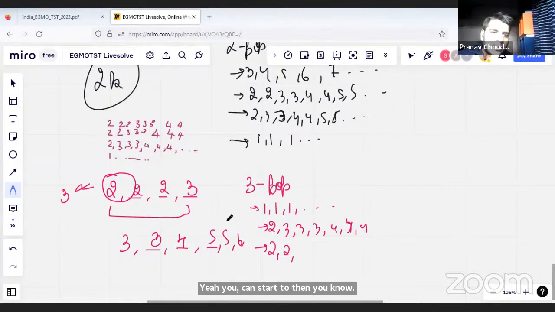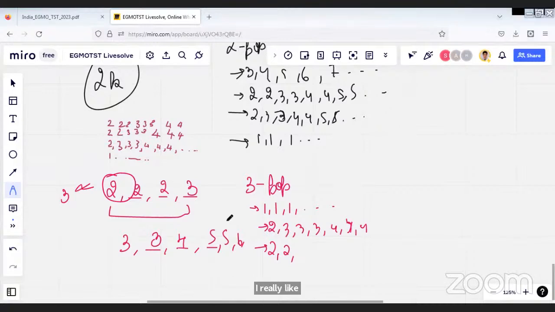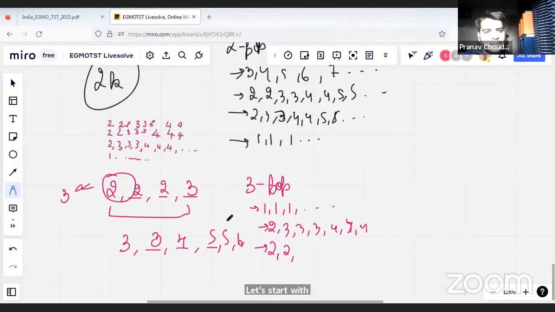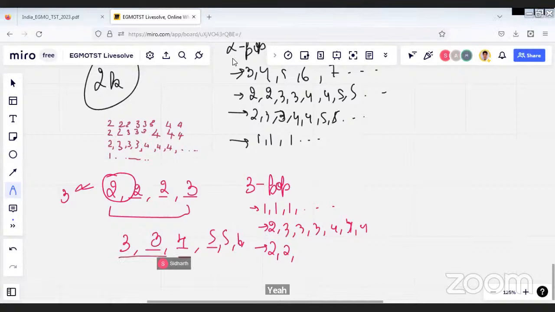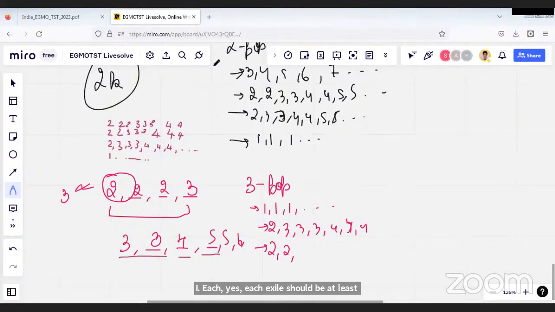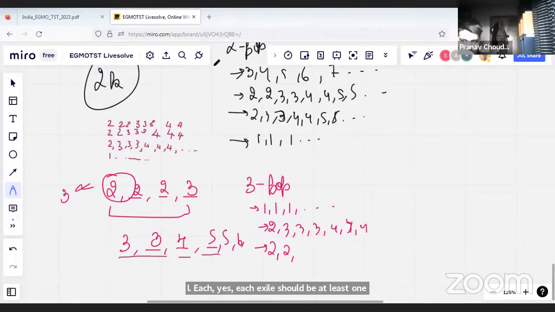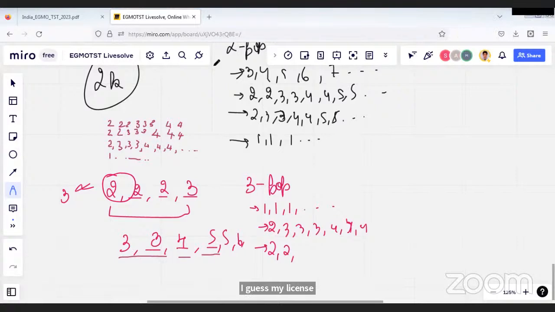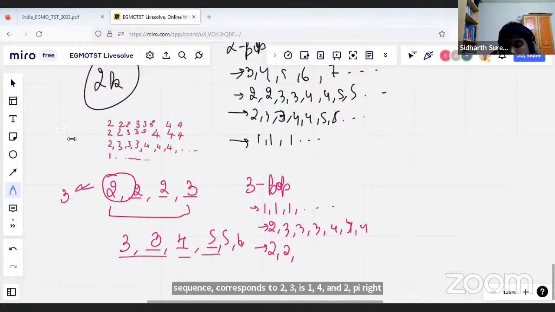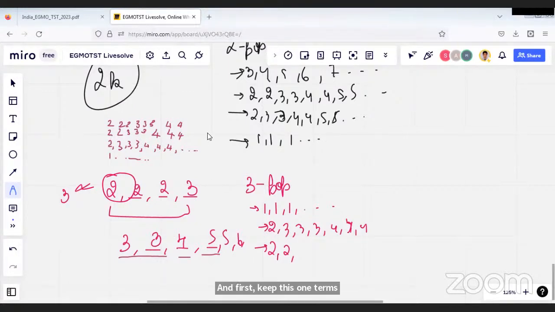Wait, what does it mean by X1 number of 3s? Like okay, this is for 3-pop sequences when they start from 3. No, any term is consecutively 1, and each term has to be at least 1. Yes, each xi also has to be at least 1. What I'm saying is that this sequence corresponds to 2 3s, 1 4, and 2 5s, right? Right, your order is fixed. And the first k plus 1 terms, or in this case 4 terms, fix the remaining sequence.